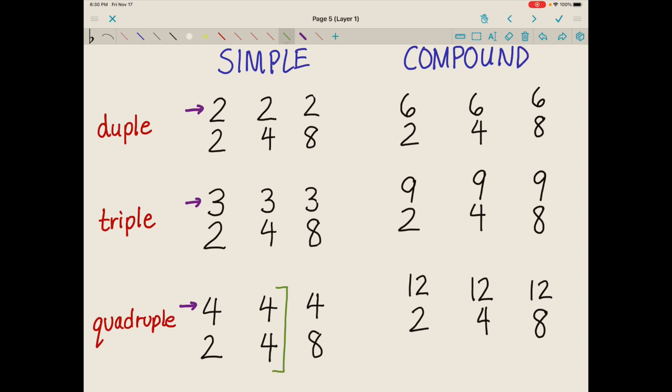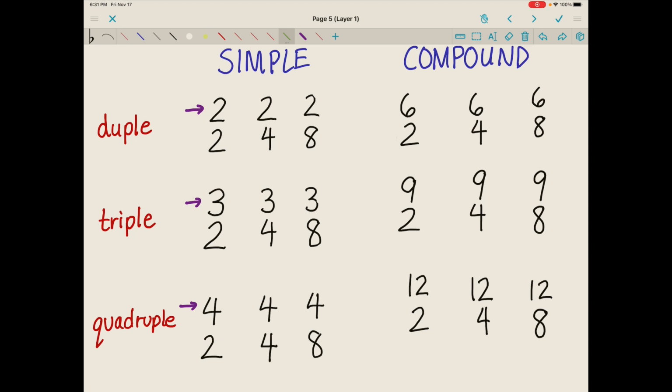Again, we know it's simple time because the top number of the time signature is a 2, 3, or 4. We know it's quadruple time because the top number tells us that there will be 4 beats per measure. And we also know it is simple time because the bottom number tells us that a quarter note will be our beat or pulse note. And that quarter note naturally divides into 2 equal parts, which would be eighth notes.